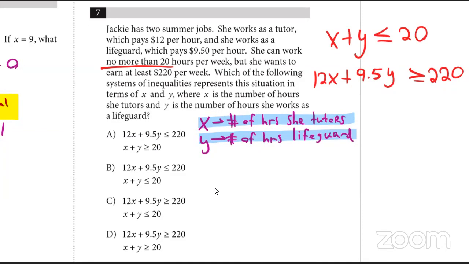So we've got x plus y less than or equal to 20, 12x plus 9.5y greater than or equal to 220. And now we can just go ahead and match that with one of the equations. So we want a less than sign here. So that gets rid of choice A and choice D. And we want 12x plus 9.5y greater than or equal to 220. So this less than has to go. So for number 7, the only choice left standing is C. Now we're going over to number 8.